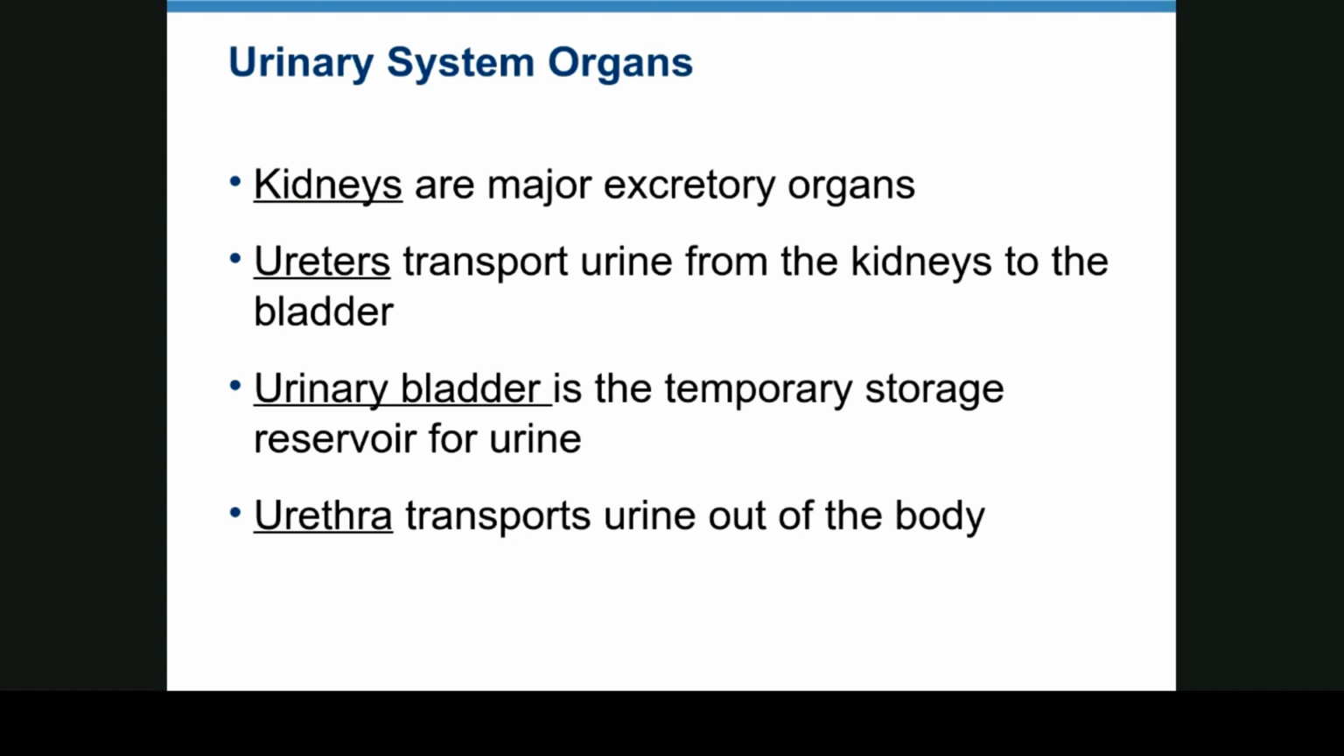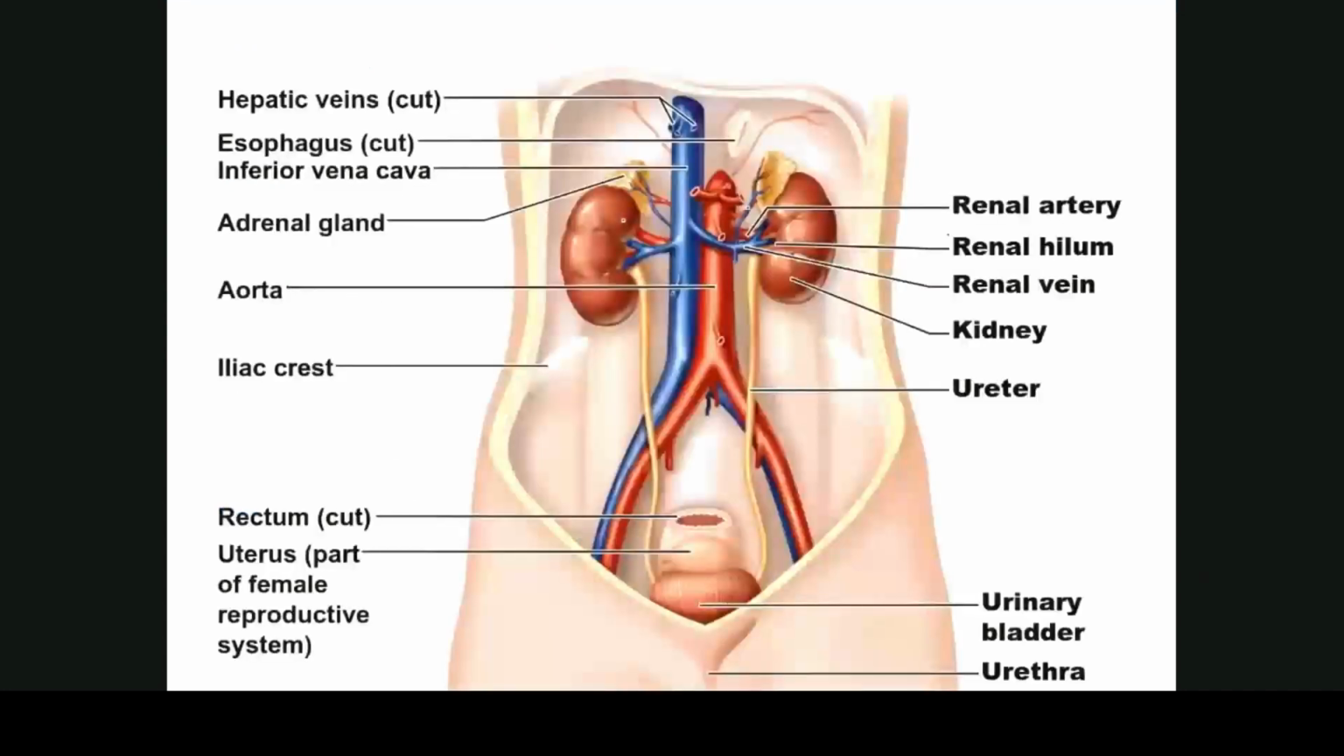Kidneys are excretory organs. The ureters transport urine from the kidneys to the urinary bladder. The urinary bladder is a temporary storage reservoir for urine, and the urethra transports urine out of the body. In this picture, you can see this is your left side here, and your left kidney is superior to your right kidney in the human here. So it's your kidneys, your adrenal gland, this is your ureter, goes down into your urinary bladder, and then the urethra.